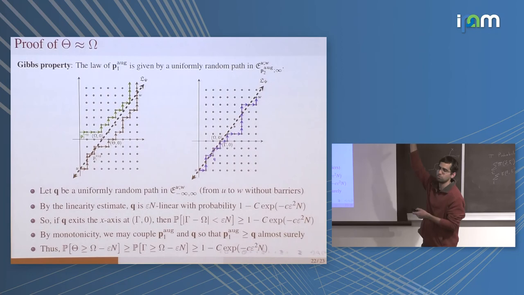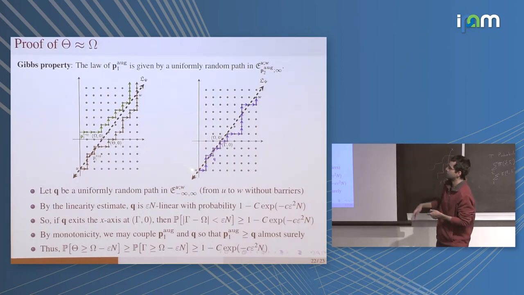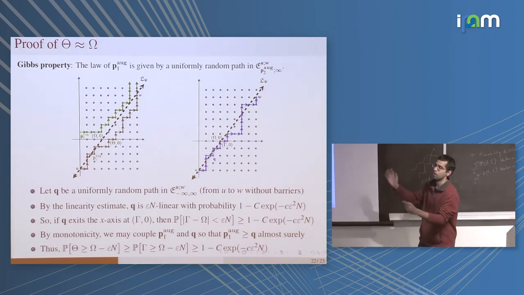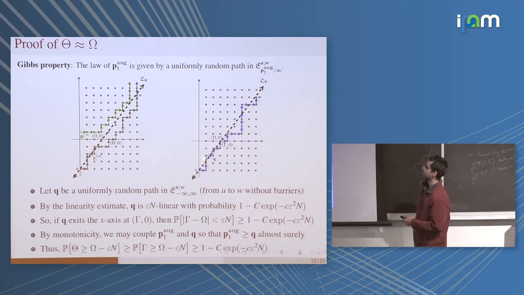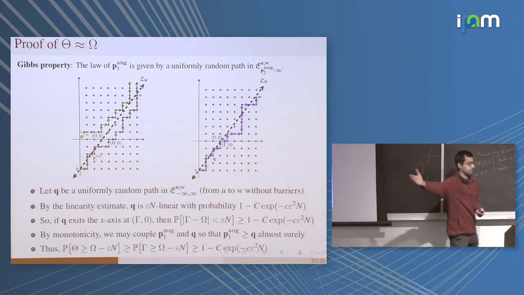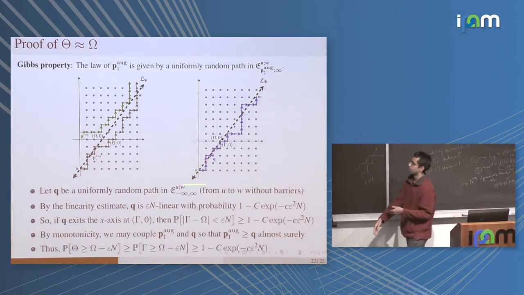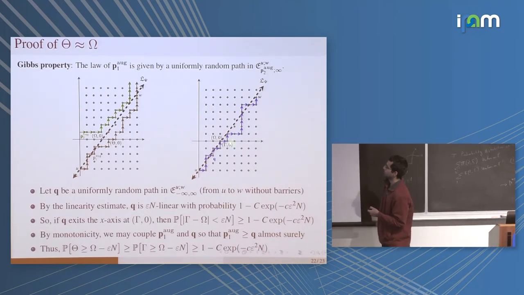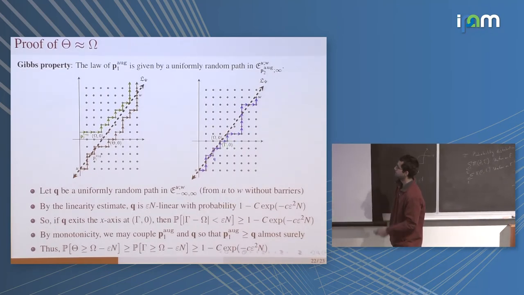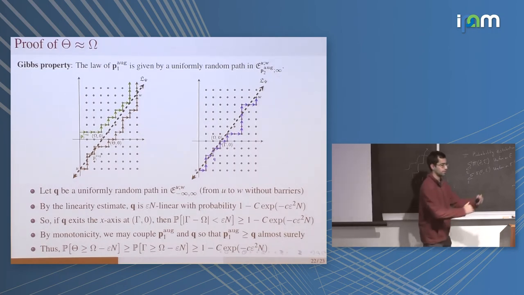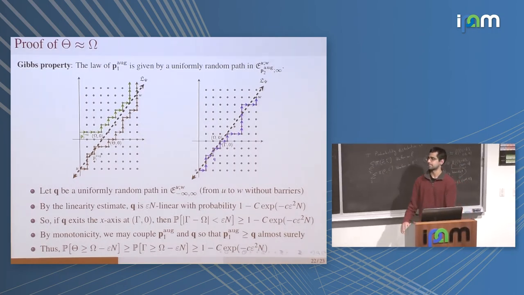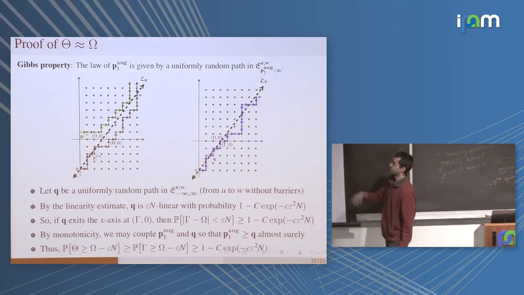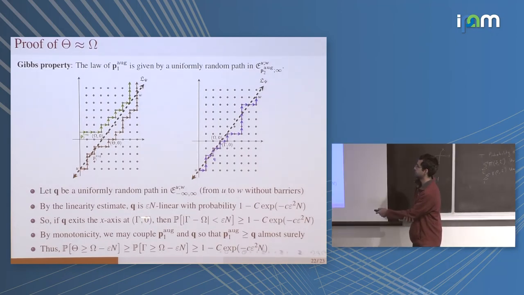So one thing I can do is just remove P2 aug. I'm going to define a new model where it's just a uniformly random path from U to W with no barriers. By the monotonicity, I know that I can couple the brown path and the blue path so that the blue path lies above the brown path. Now from the linearity, I know that the blue path is basically linear. So if I denote the location where this blue path exits the x-axis by gamma, then I know that gamma is approximately equal to omega, right? The line and the path have to exit the x-axis at approximately the same point in the blue picture. So that's this third bullet point here.